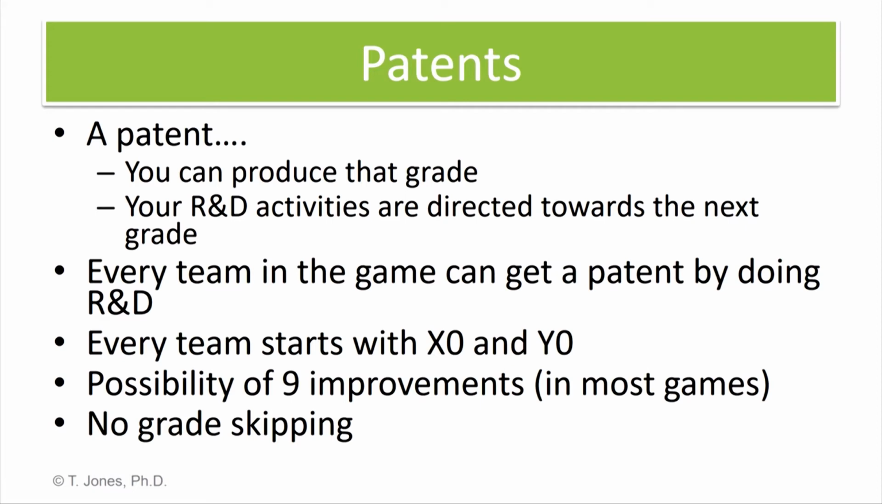Okay? Unfortunately, you are not able to do any grade skipping. So you can't move from, say, X3 to X5 by spending more money, for instance. Everybody moves through incrementally. And you can get patents by R&D, or you can do so by licensing other teams. Okay? So one of the things that teams may decide to do when they spend some money is license other teams, and we'll talk a bit more about licensing in another section.